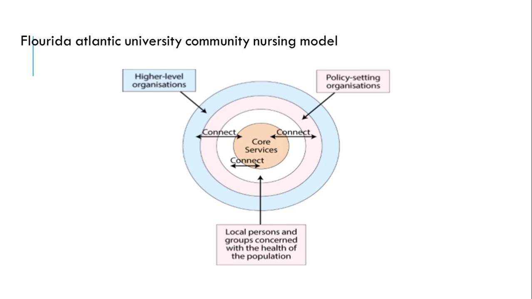The third circle represents agencies and organizations at higher societal levels, which is the state as well as regions or nations that influence the health in the target setting. You can see there is an interaction between all these levels. So that is about the Florida Atlantic University Community Nursing Model.